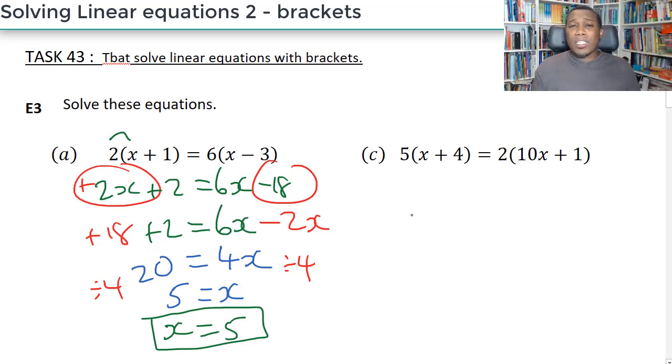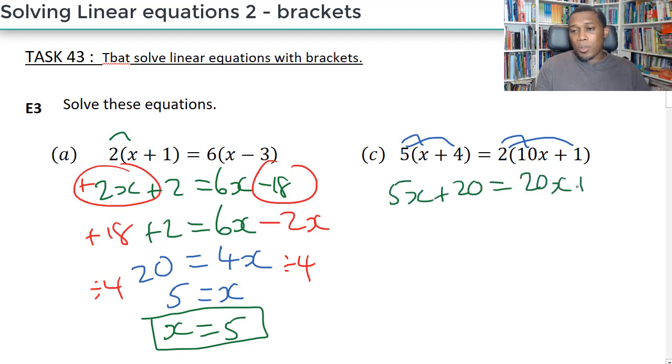Let's do the other. Do I really need to do this as a pause? Just try it. The most you can do is be wrong. And let's check and learn from our mistakes, okay? Expand. Multiply out the brackets. Go on if you haven't done it as yet. You get 5x plus 20 is equal to 20x plus 2.